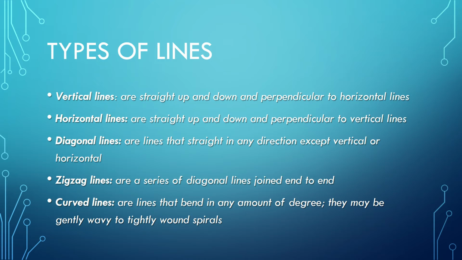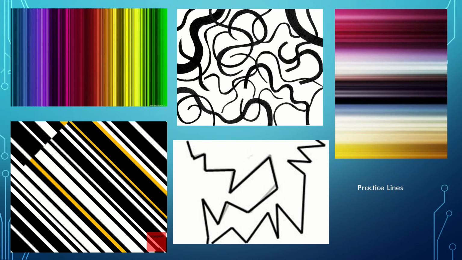These are wavy usually. So here are 5 works of art. Identify which are vertical, horizontal, diagonal, zigzag, and curved.